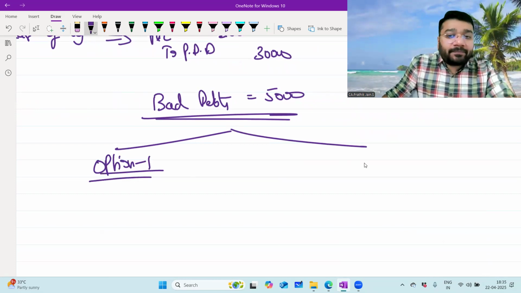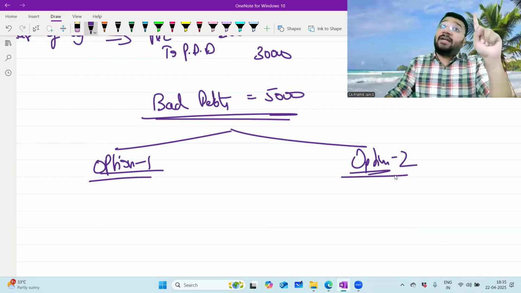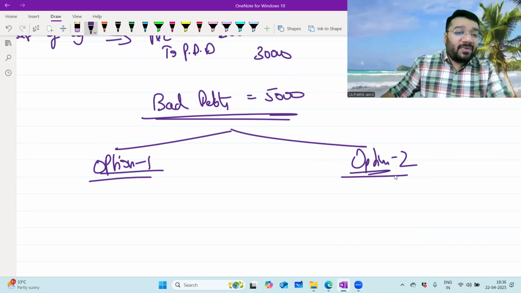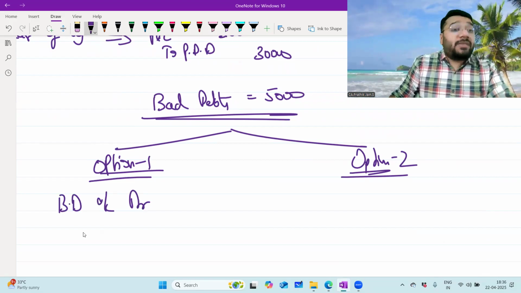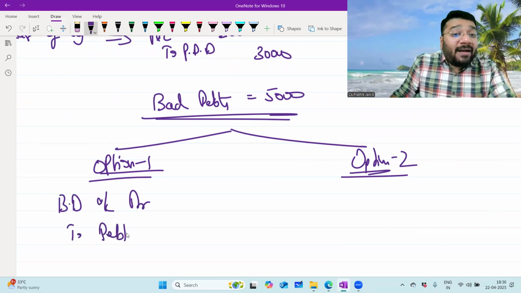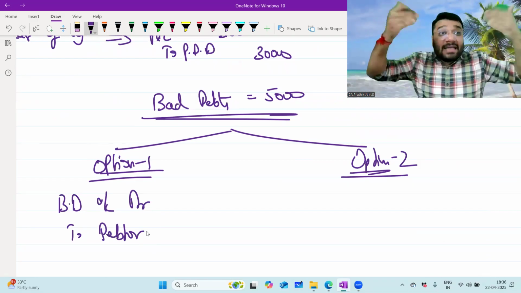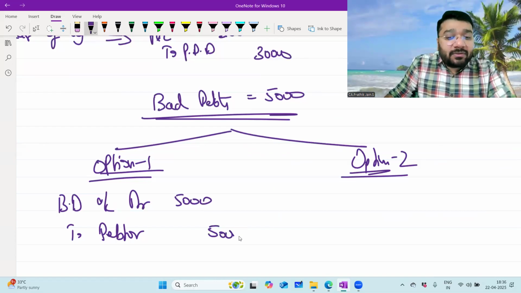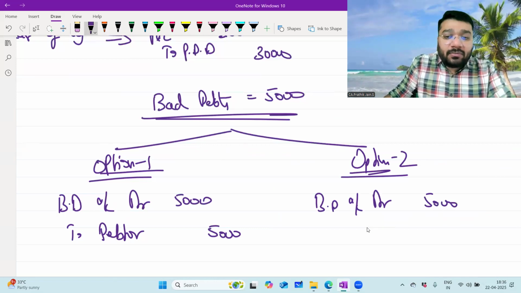Option 1, option 2. In both cases, my first entry is going to be the same. What entry? Bad debt to debtor. In option 1, it is bad debt loss: debit all expenses and losses, credit debtor. Bad debt will reduce the debtor. It means to that extent I'm not receiving the money. Confirmed, money will not come, so I will decrease my debtor to that extent. How much? 5,000. Bad debt account debit 5,000 to debtor. I'm doing two different cases.